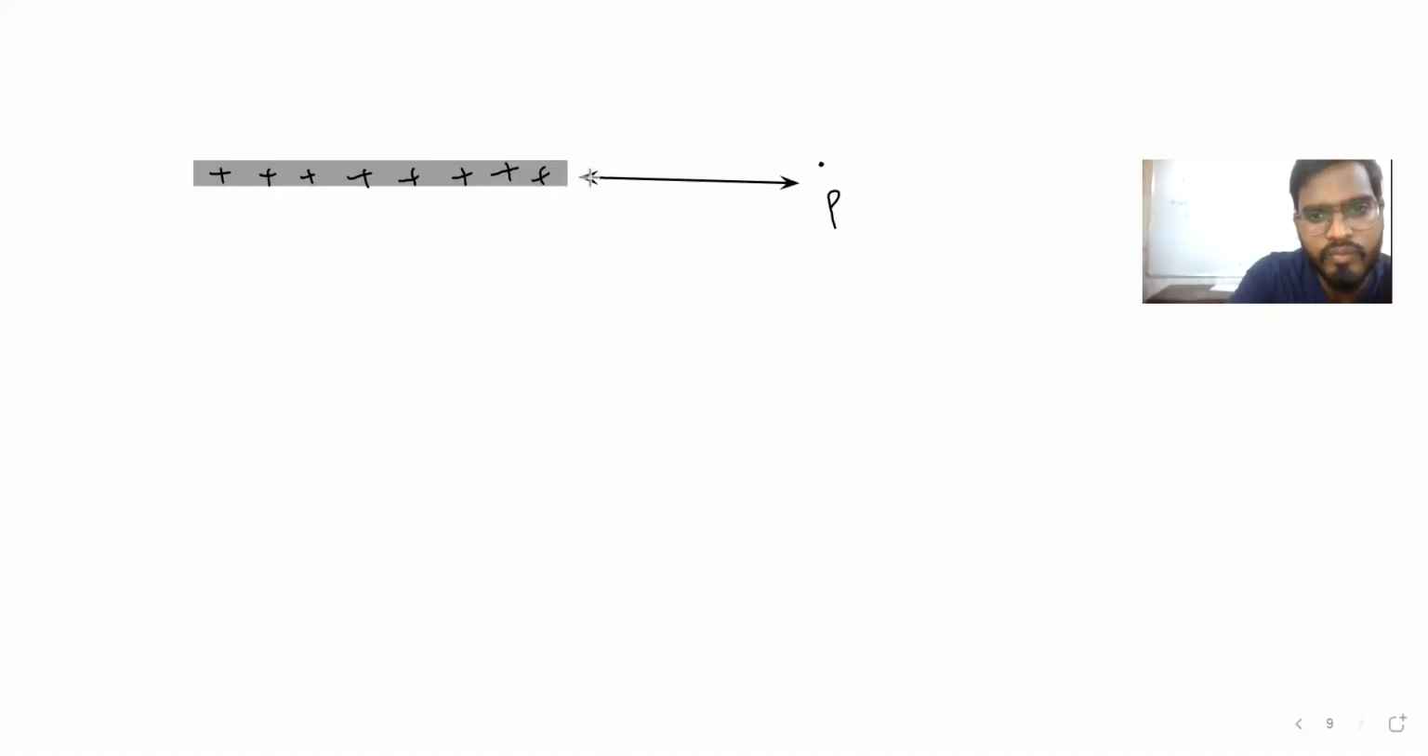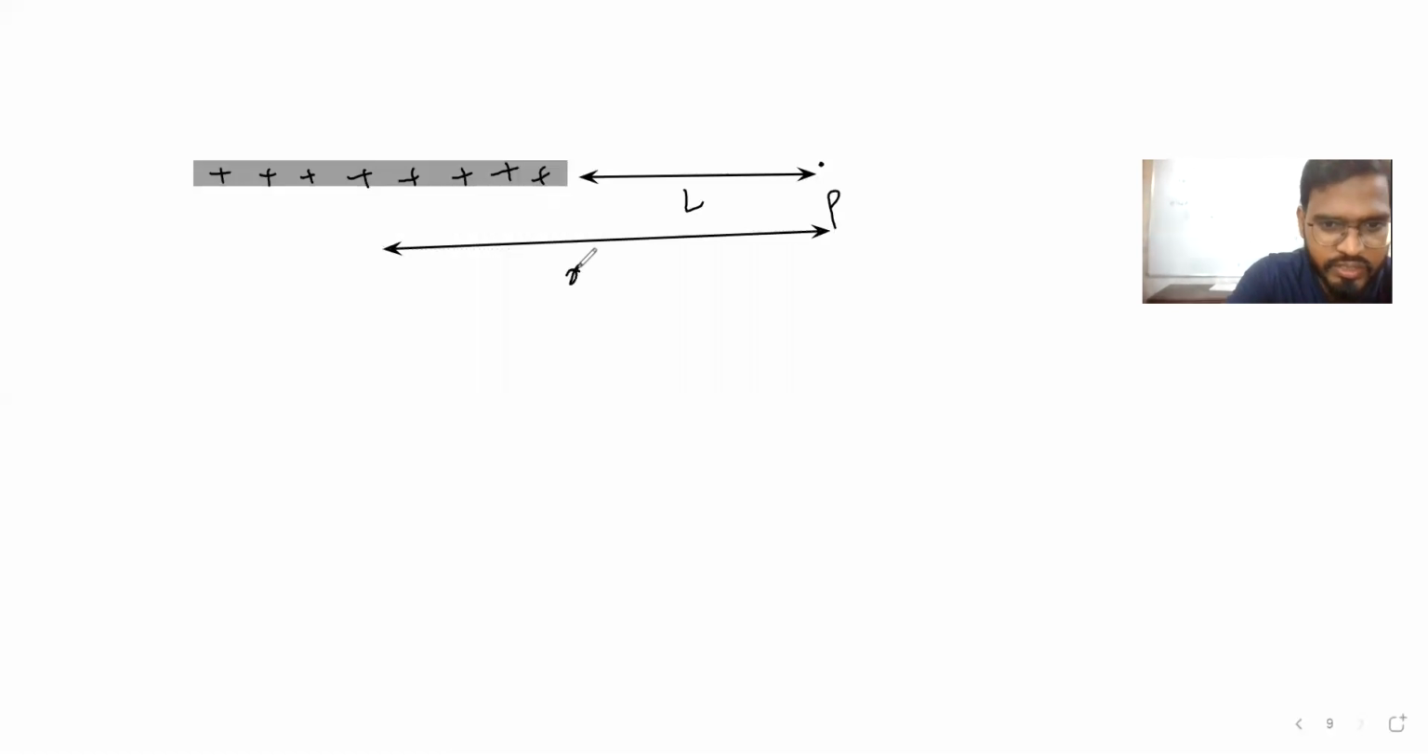Now it is kind of a rod, right? And then at point O, we want to find the potential. It is uniformly charged, positive, positive, positive. Now at point P, we want to find from here to here, and we can say the distance is L. And then we can say this distance is X.